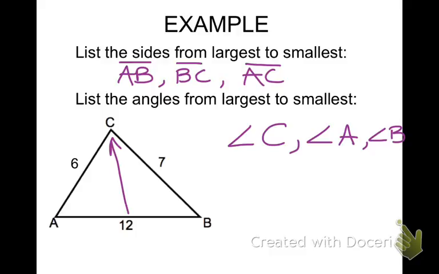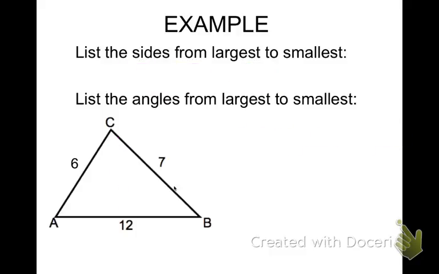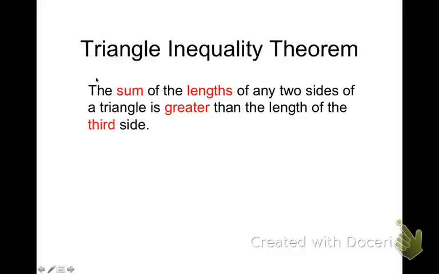No? Okay. So this leads us to the triangle inequality theorem, which says that the sum, so that means we're adding, the sum of the lengths of any two sides of a triangle is greater than the length of the third side. So for a triangle to be able to be made, the triangle inequality theorem needs to work.